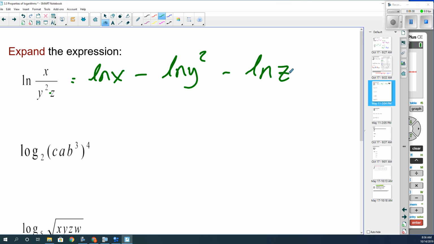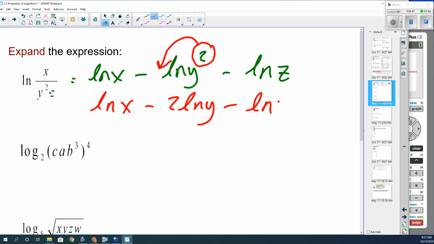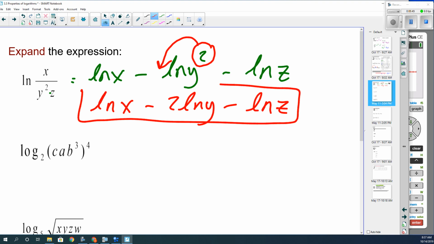Now my problem's not done because I see that power sitting on my y squared. So then I use that property that says if I have a power, I'm allowed to bring it in front as multiplication. So my answer is natural log x minus 2 natural log y minus natural log z. And usually I would just bring that 2 down when I'm expanding it out all at the same time.